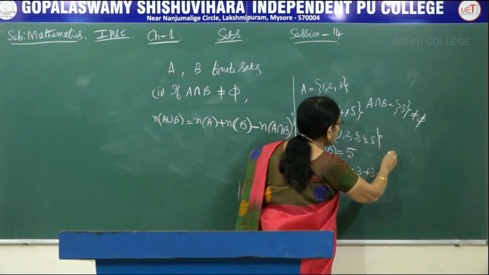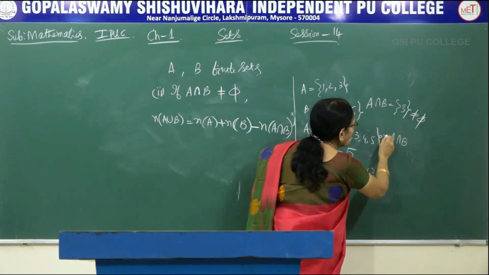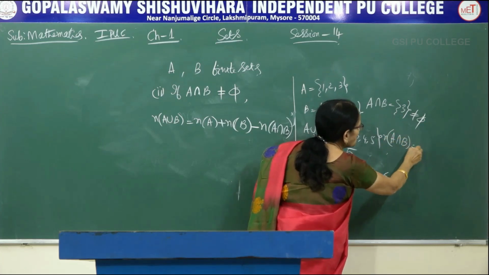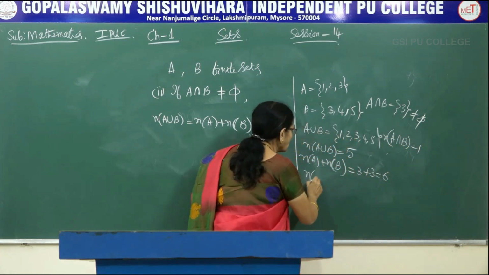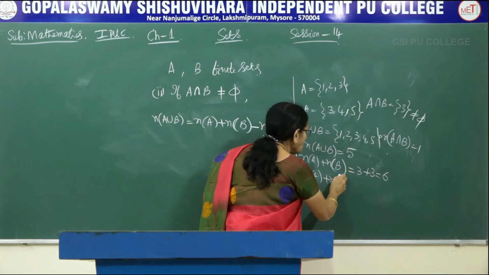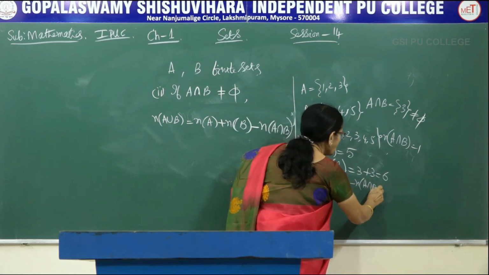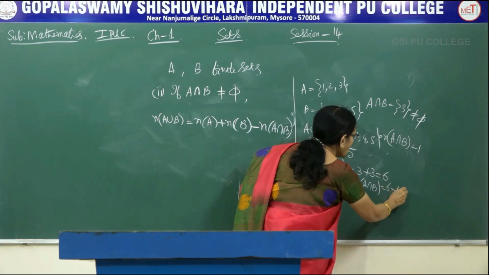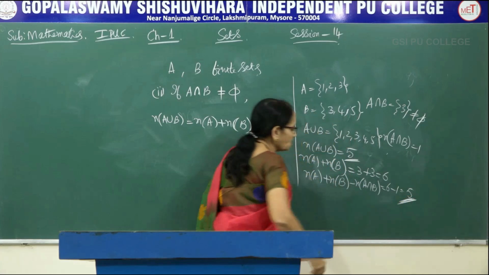And what is A intersection B here? A intersection B is a singleton. Therefore, what is N of A intersection B? It is 1. So, from that one I am subtracting, that is N of A plus N of B minus N of A intersection B. That is 6 minus 1, that would be equal to 5. So, this is also 5, this is also 5.